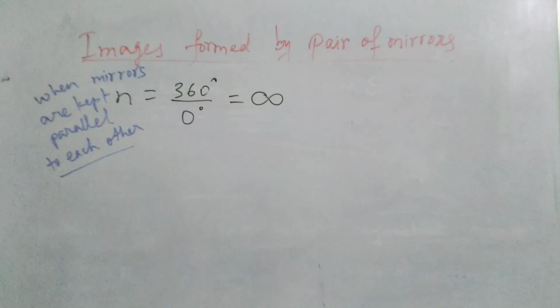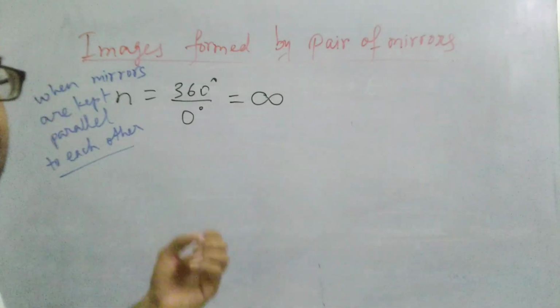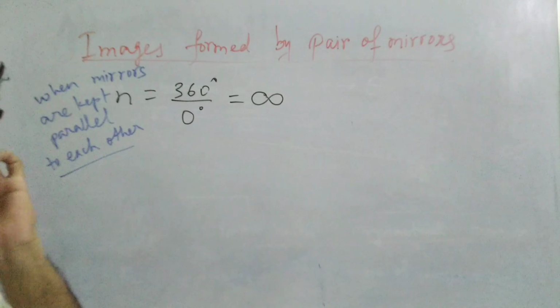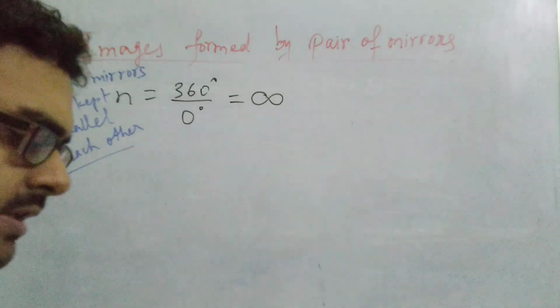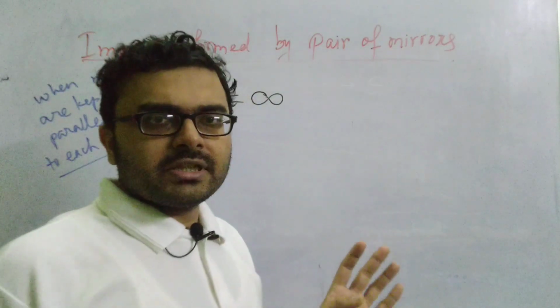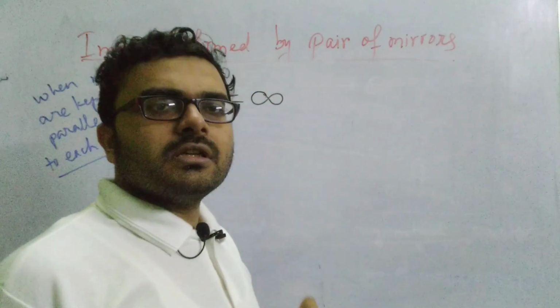Now you don't get to see infinite images because the light rays, after being reflected multiple times, keep getting absorbed in the mirror each time they are reflected. A very small amount of light gets absorbed each time, and as a result it will not form infinite images, but obviously it will form a large number of images.